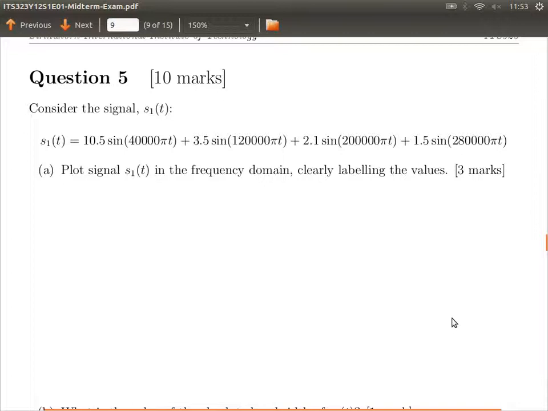Plot the signal. Here's a signal equation. Draw a plot of that signal in the frequency domain. Recall, in the frequency domain, we plot the frequency components versus their peak amplitudes. So first step, determine the frequencies of each of the 4 components. We have 4 components in this signal, easy. What are their frequencies? So that's your first step.